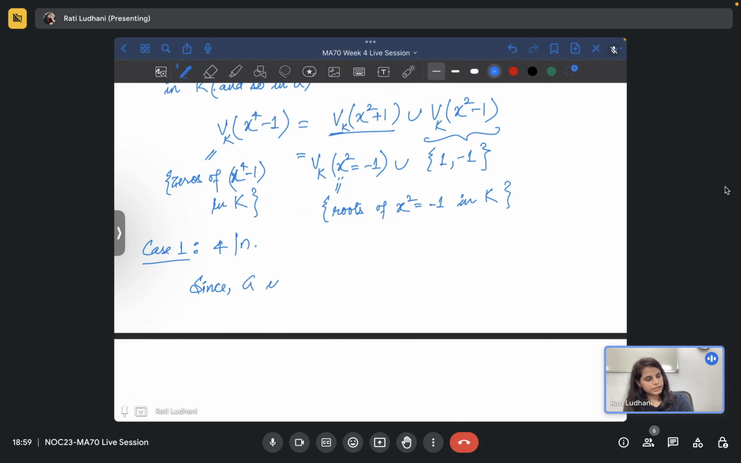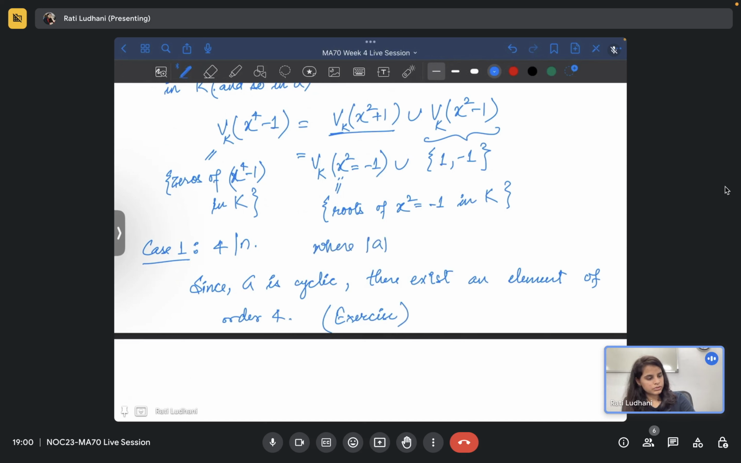Since G is cyclic, there exists an element of order 4. Is that okay? Because 4 divides n, where order of G is equal to n. So G has n many elements and G is cyclic and 4 divides n. That means since G is cyclic, we can prove that there exists an element of order 4.